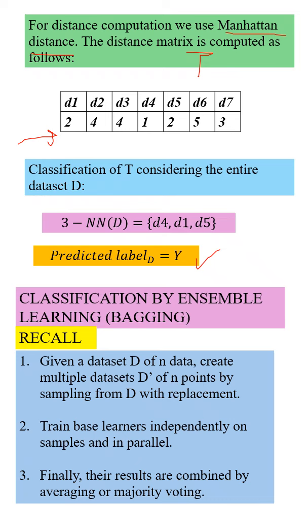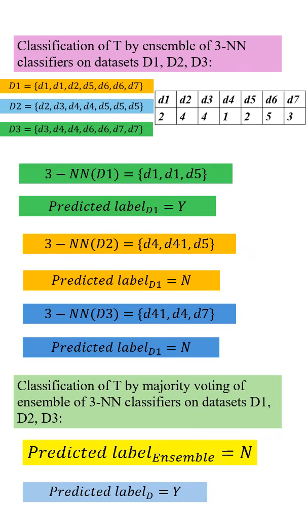So now we go on to the ensemble learning. The steps are: we create multiple data sets, train base learners and combine the results. So for classification of T by the ensemble of 3 NN classifiers on data sets D1, D2, D3, we find the 3 nearest neighbors for D1, which are these D1, D1 and D5. So the predicted label comes out to be Y. For D2, we get the predicted label of N. And for D3 also, we get a predicted label of N.